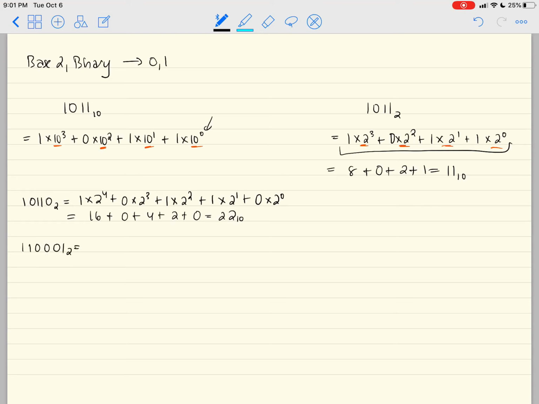Okay. I count the number of binary digits. There are 6 of them, so I will start with a 2 to the 5th. This is 32 plus 16 plus 0 plus 0 plus 0 plus 1, otherwise known as the number we call 49.